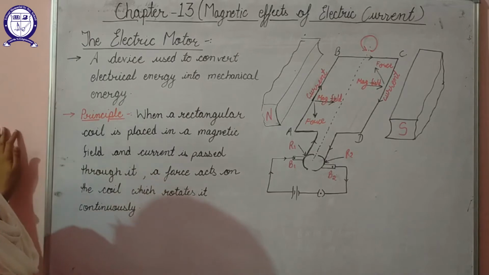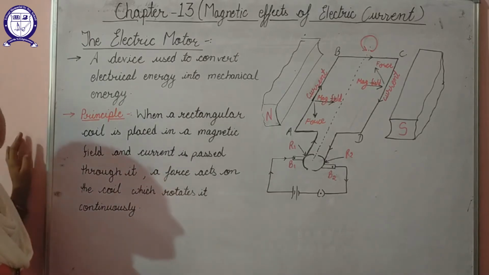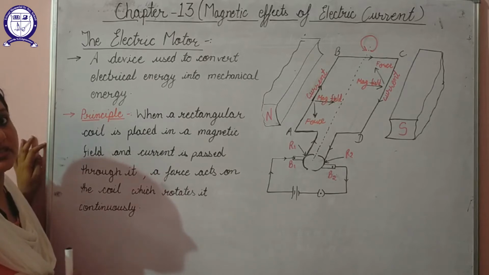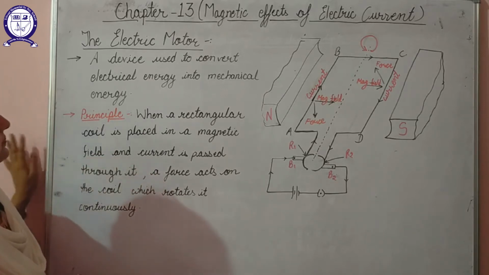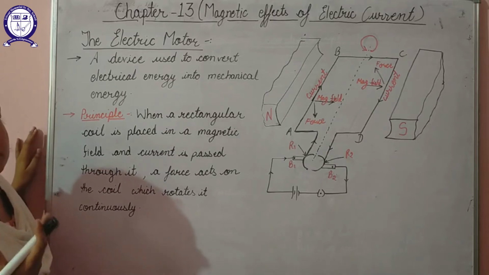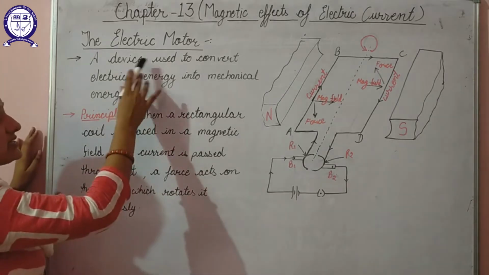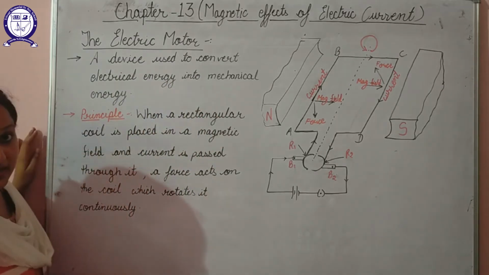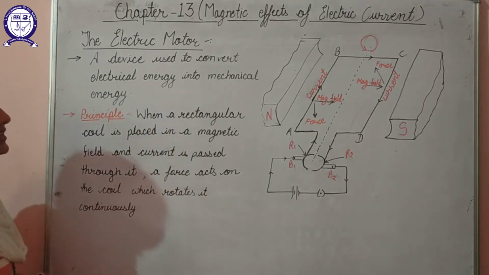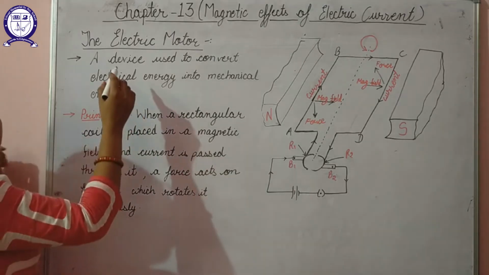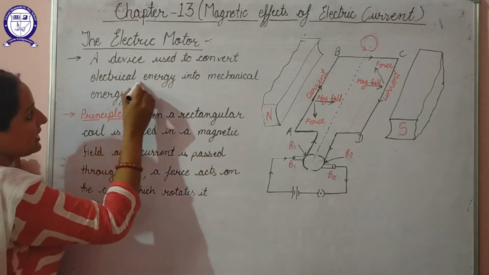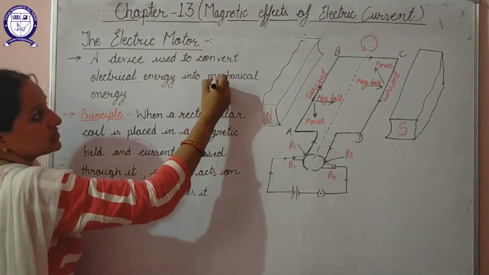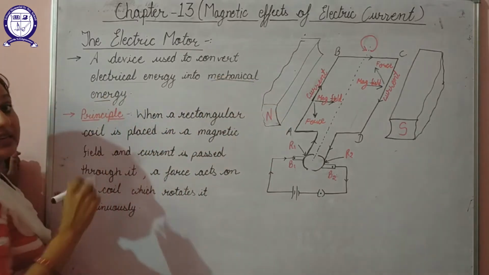Next is the electric motor. Basically in our syllabus the DC electric motor is there, so here we will discuss the DC electric motor. Now what basically is a motor? A motor is a device which is used to convert electrical energy into mechanical energy. That means we are connecting the electric motor to the electric supply, so it will take electrical energy, and after taking that energy it will convert it into mechanical energy.